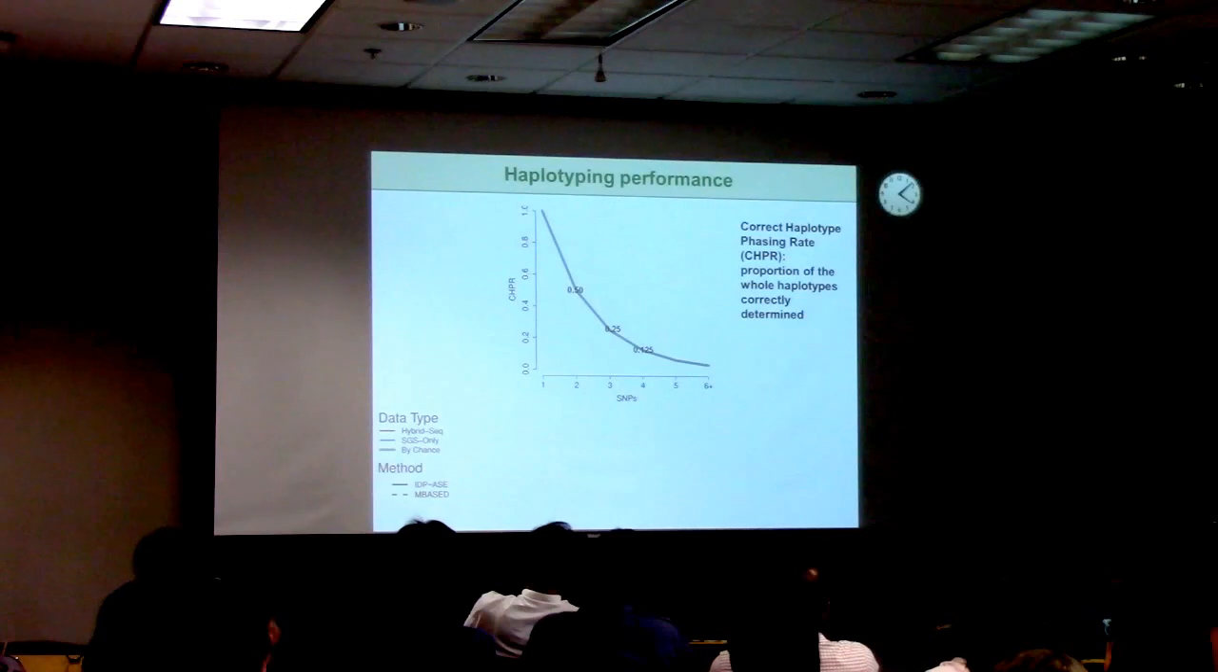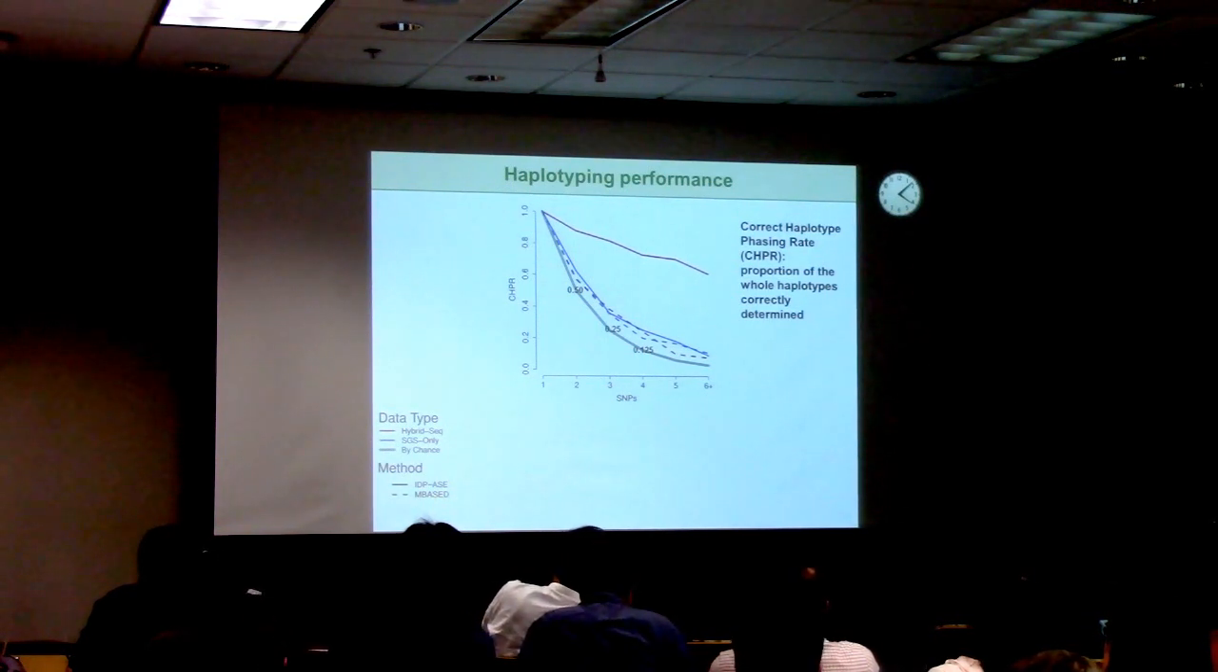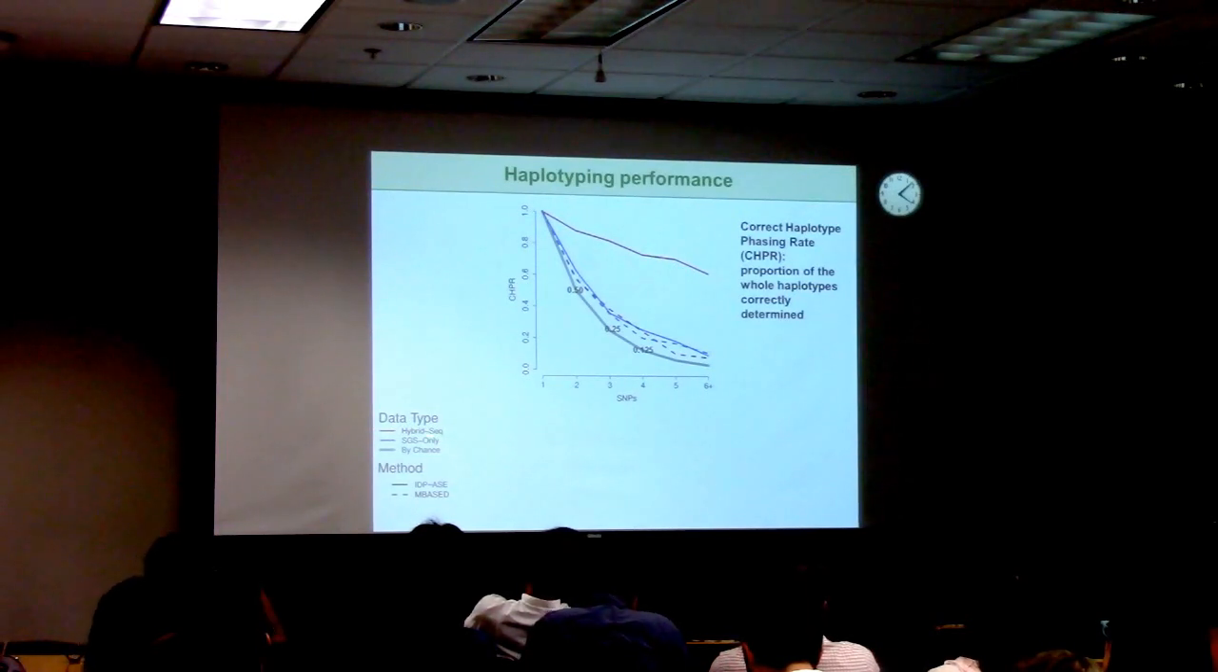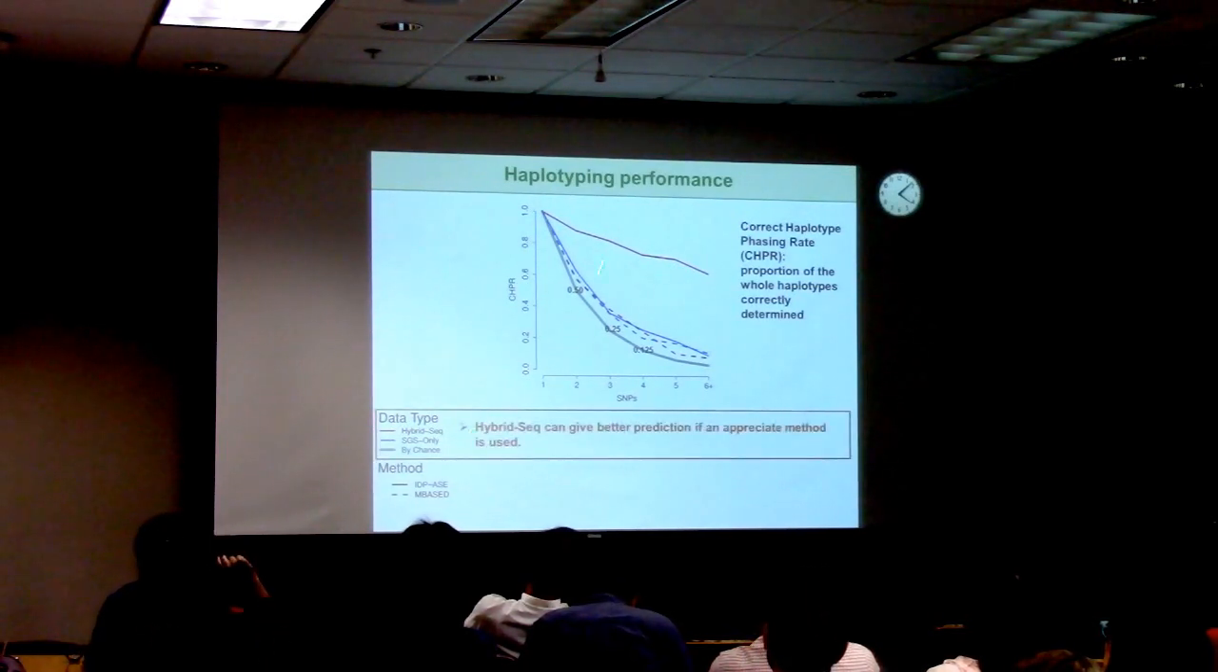Now, here is the result. We compare our result, IDP-ASE, to the other tool, M-base. When you develop a method, you definitely want to compare to the existing methods. M-base is the dashed line, the solid line is IDP-ASE. You definitely have better performance when we use the hybrid sequencing data. The red line is better than the blue line.